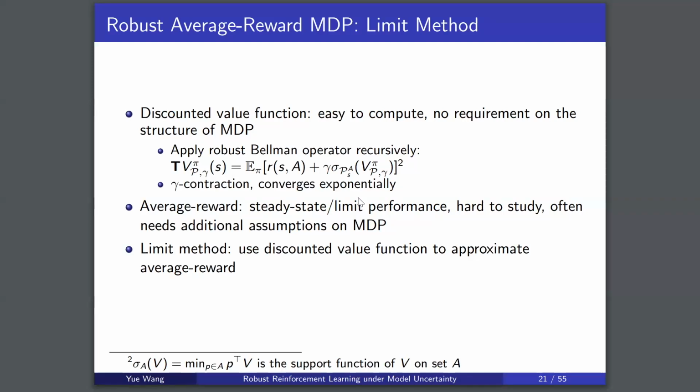Okay, so I will continue. As you can see, the discounted one is easy to compute because it's a gamma contraction and it requires no assumptions on the MDPs. But in contrast, the average reward cares about the steady state or the limit performance. It is in general very hard to study, and it often requires additional assumptions on the MDPs like unichains or other assumptions. Since the discounted one is easy to compute while the average one is hard, the idea of the limit method is to use the discounted one to approximate the average reward ones.